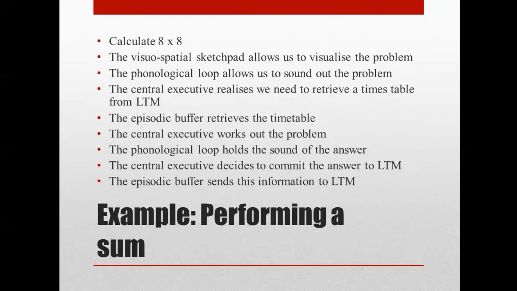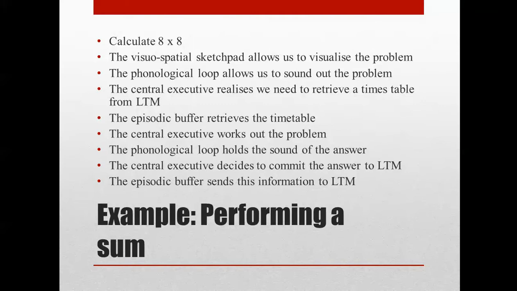The central executive realizes that we need to actually get some information from long-term memory to be able to calculate that sum. So it directs the episodic buffer to retrieve those timetables. The episodic buffer then retrieves the timetables from long-term memory. As the central executive is the boss, it does a bit of work, so it works out the problem.